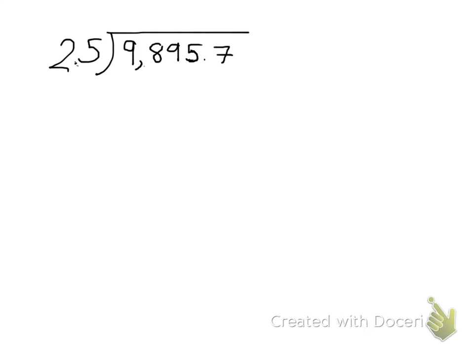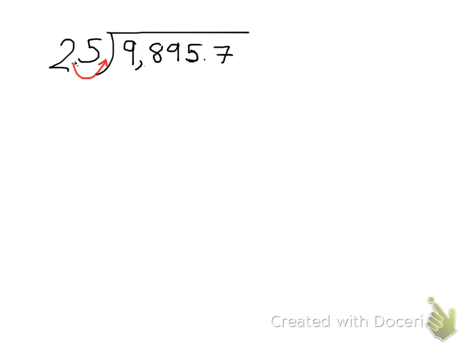We have 9,895 and 7/10 divided by 2 and 5/10. Alright, the first thing we're going to do is we have to move our decimal out of our divisor. So that's kind of like multiplying it by 10. So we move this decimal here and multiply it by 10. Whatever we do inside, whatever we do outside, we also have to do to our dividend, or the number inside our division symbol.